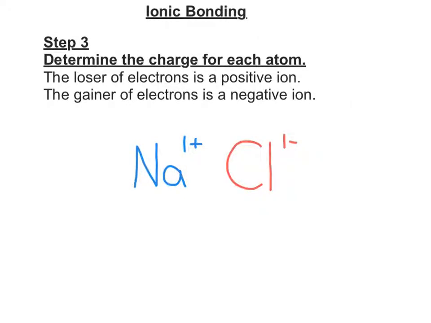Now we are ready for step 3. We have to determine the charge for each atom. The loser of electrons is a positive ion.